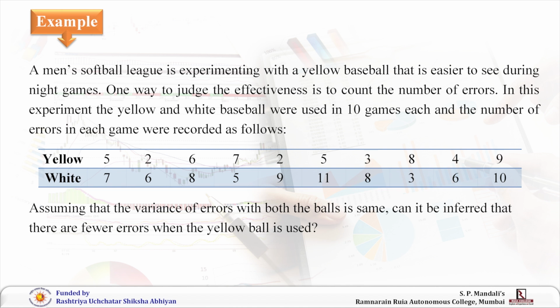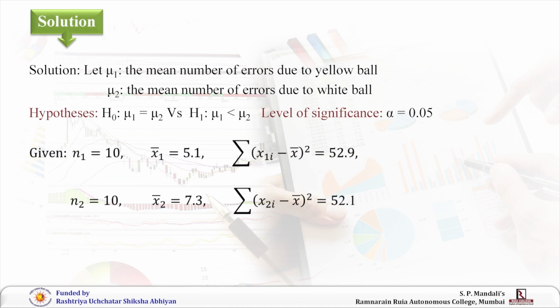Assuming that the errors have the same variances, the test to be conducted is for whether the number of errors reduced while using the yellow ball compared to that of the white ball. So, let mu1 be the mean number of errors due to the yellow ball and mu2 be the mean number of errors due to the white ball.